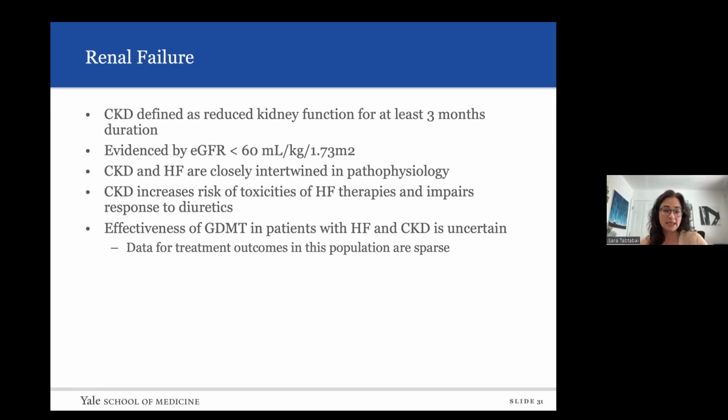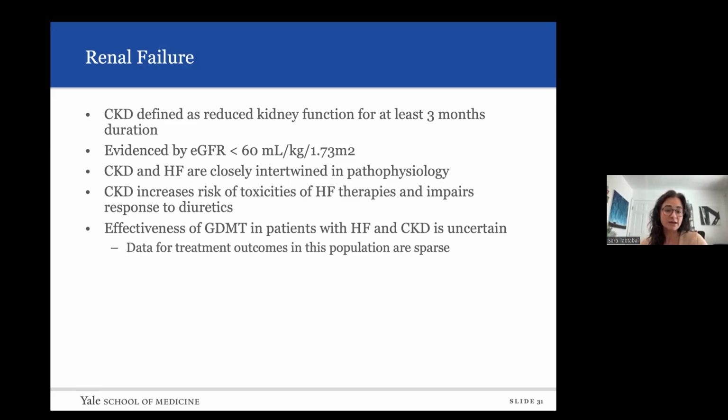As we know, CKD and heart failure are very closely intertwined as far as pathophysiology goes. Patients that have heart failure and CKD have an increased risk of toxicities from the heart failure therapies, and often have an impaired response to diuretics potentially. So really CKD, in addition to heart failure, makes management much more complicated.